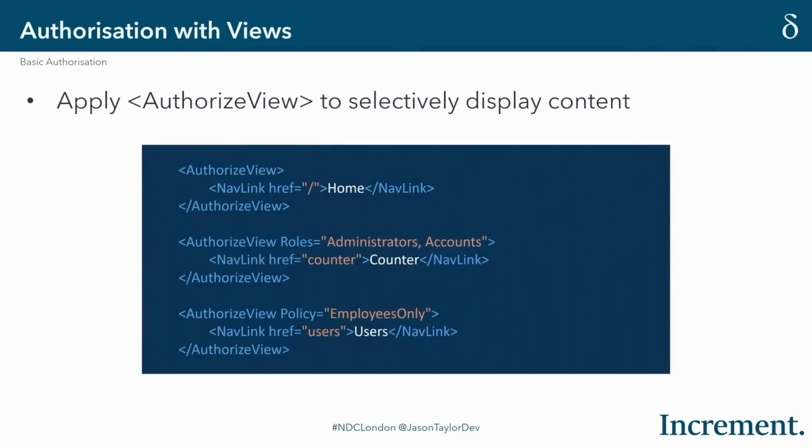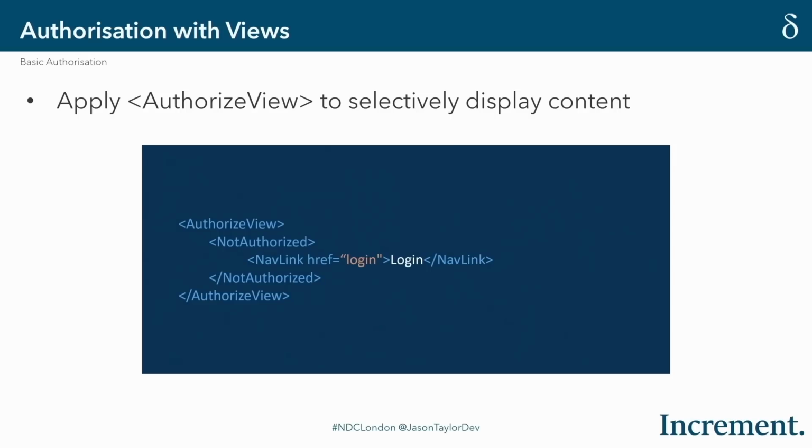We can also apply the authorized view to display content. So the home link is available to authenticated users. Counter will be available to users who are a member of either the administrator or the accounts role, and the users link will only be available to users who satisfy the employees only policy. In this case, I've specified that the login nav link is available to users who are not authenticated.